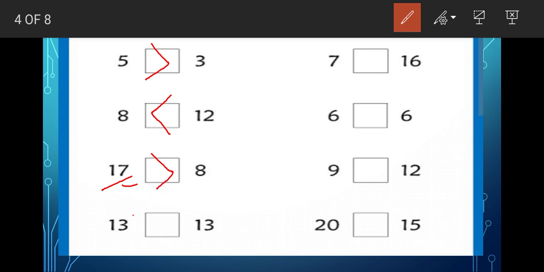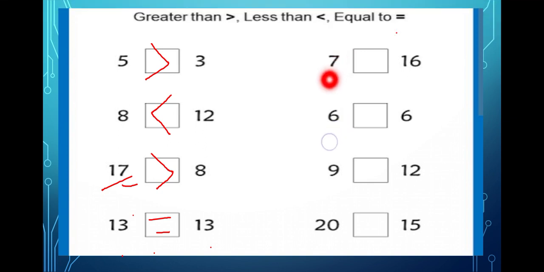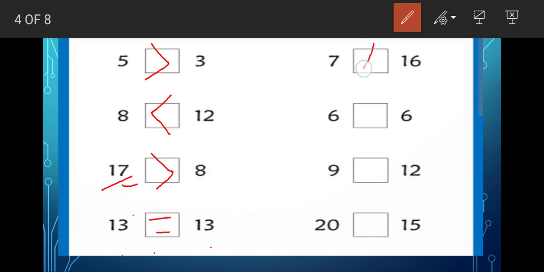The next question is 13 and 13. Here also 2 digits, here also 2 digits. Both are 13, so it is very easy. We all know that it is equal. Now here you see children, 7 and 16. 7 is a 1-digit number, 16 is a 2-digit number. So definitely the 2-digit number is greater. So the opening should be towards the 16. That means 7 is less than 16. Now here again 6 and 6. That means 6 is equal to 6.